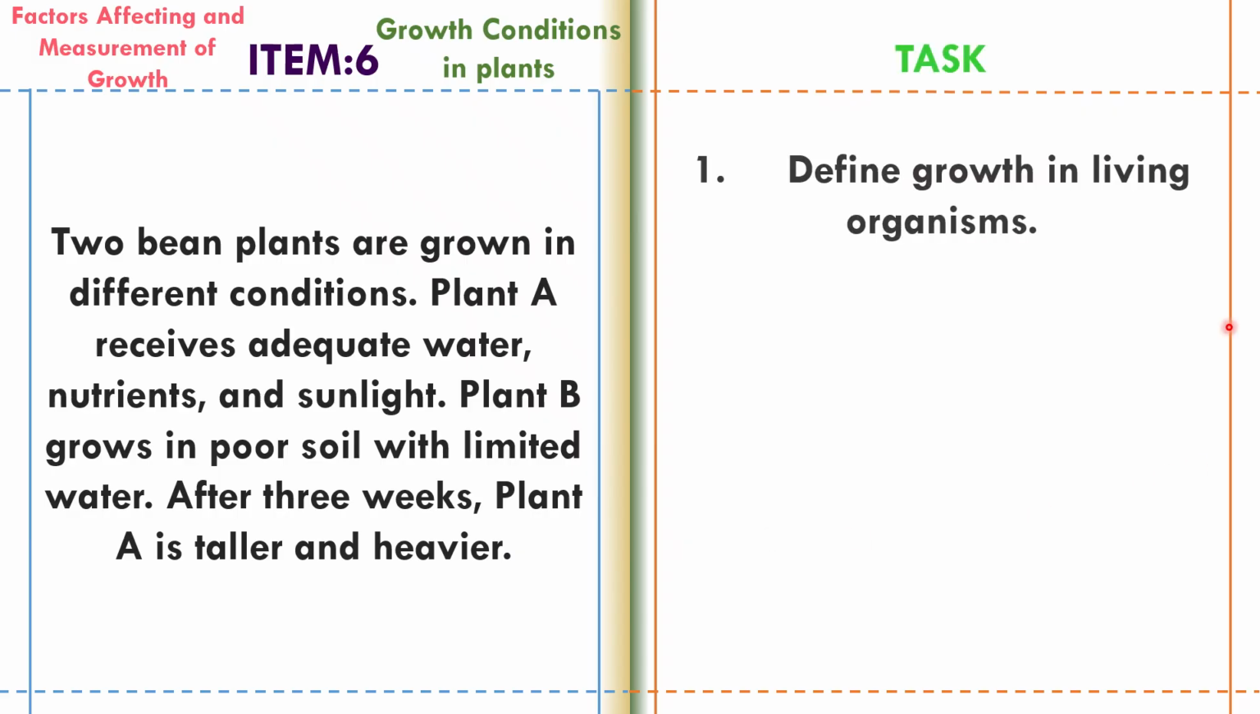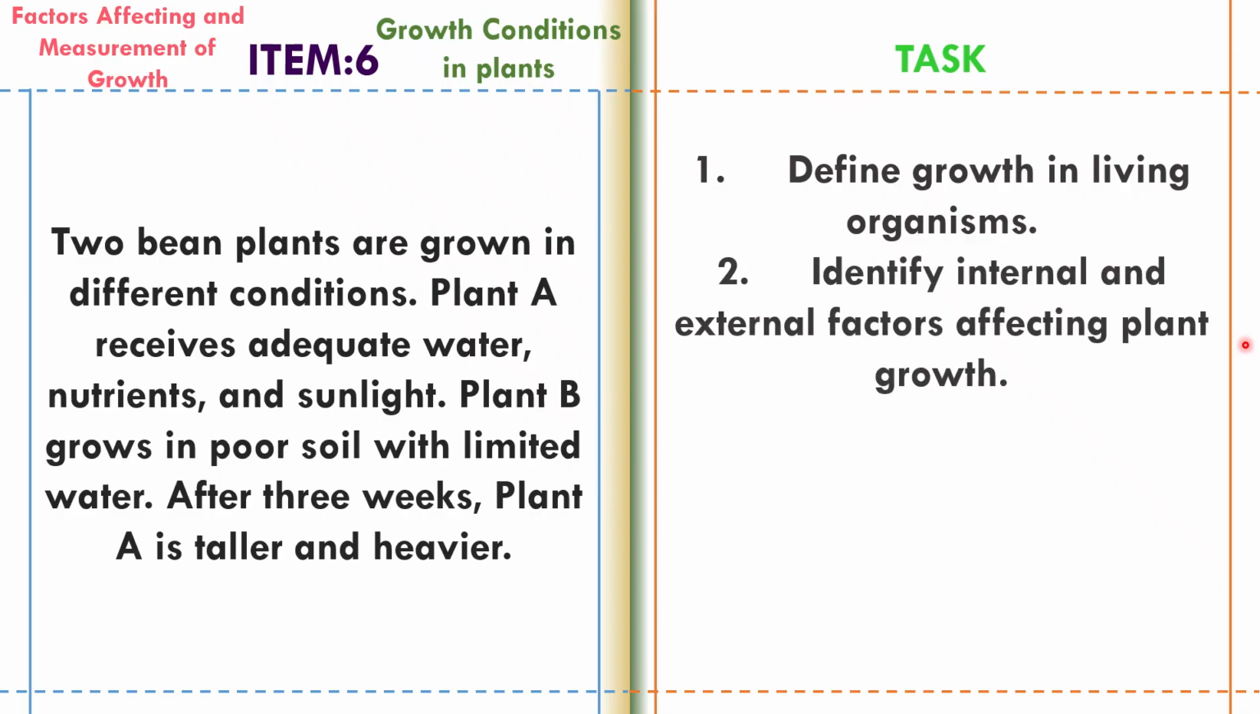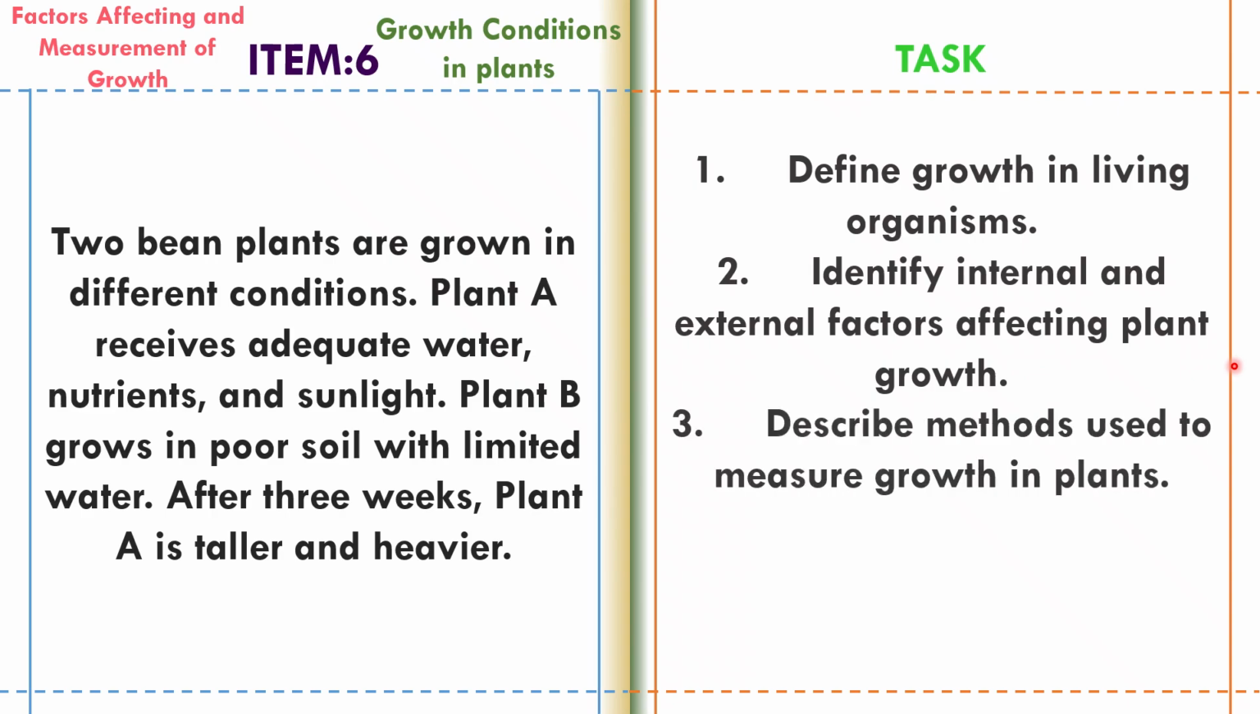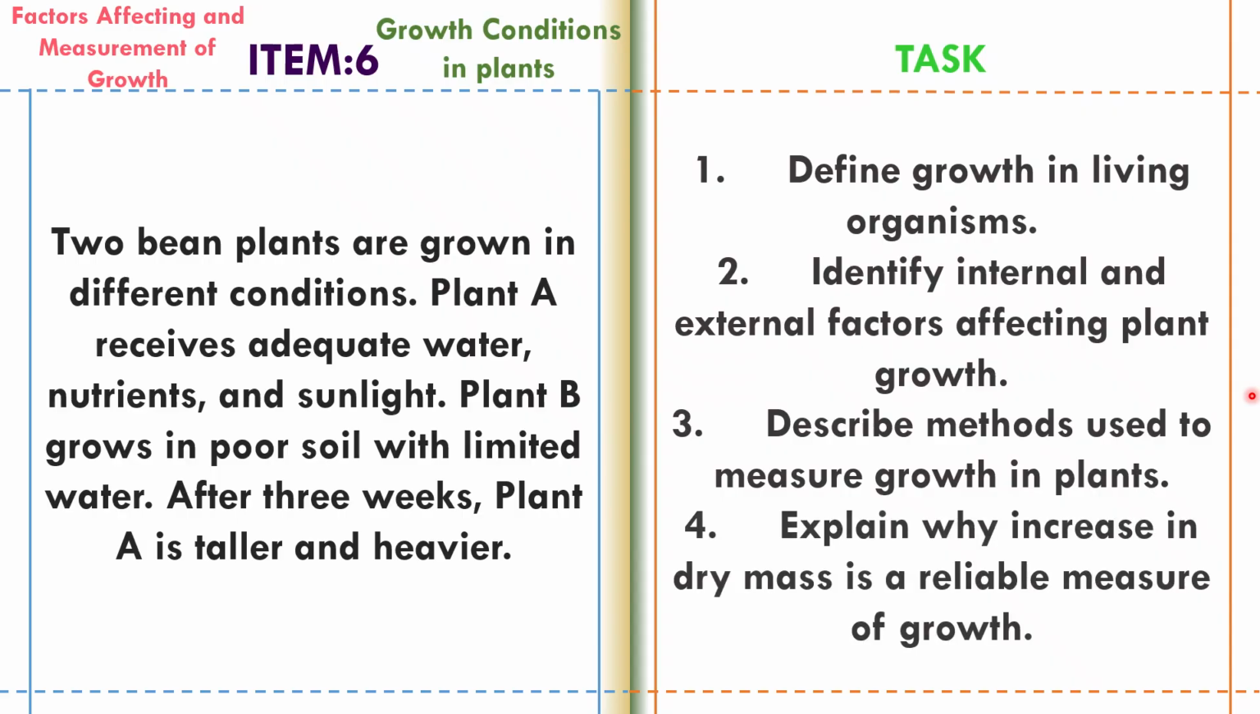Task: define growth in living organisms. Identify internal and external factors affecting plant growth. Describe methods used to measure growth in plants. Explain why increase in dry mass is a reliable measure of growth.